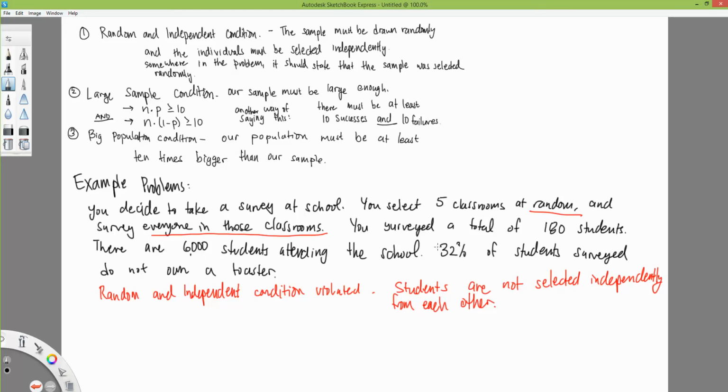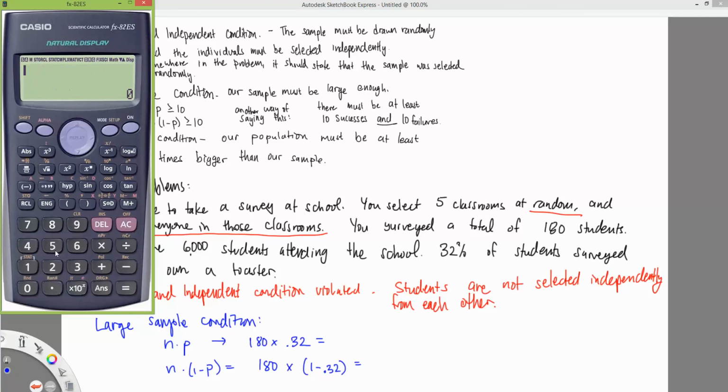Okay. If we were to check the other ones, large sample condition, is that met? Yes, okay. We can check the large sample condition, and this is met. Because we would do n times p, which would be what? 180 times, what's p? 0.32, okay? And I would do n times 1 minus p. So I would have 180 times 1 minus 0.32, okay? And so I can check both of these things.